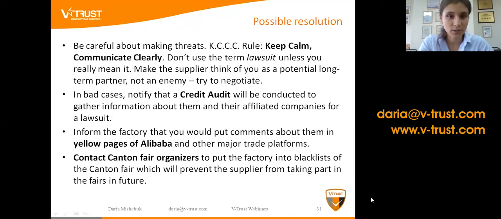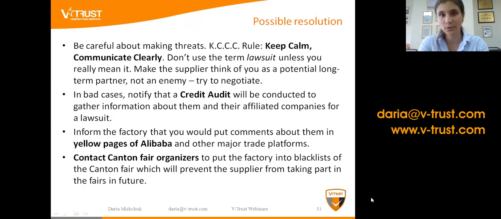By the way, VTrust also conducts credit audits, and the price is $298 US. So it's very doable for customers to conduct this credit audit while also ensuring that the factory will not disappear immediately. Inform the factory that you would put comments about them on the yellow pages of Alibaba or other major trade platforms. Also a very common way of dealing with this situation.